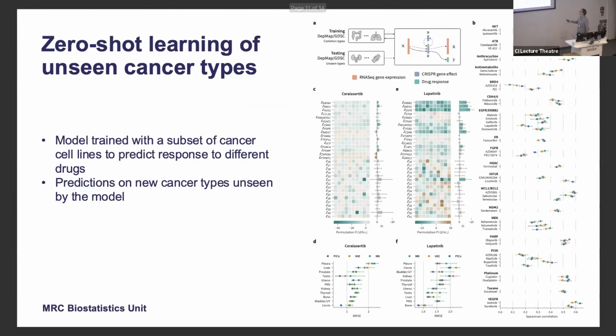Okay, I'm going to show some performance of the model. So we see it in two tasks that are not easy at all. The first one is zero-shot learning of unseen cancer types. So we design an experiment where we have at the beginning a series of cancer types, and we train the model on those cancer types. And then we try to predict drug response on unseen cancer types.